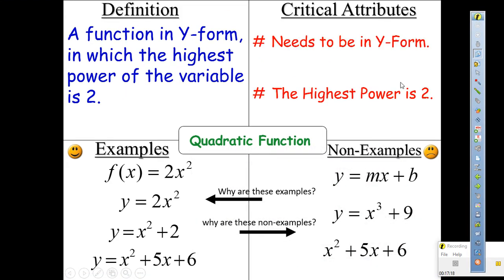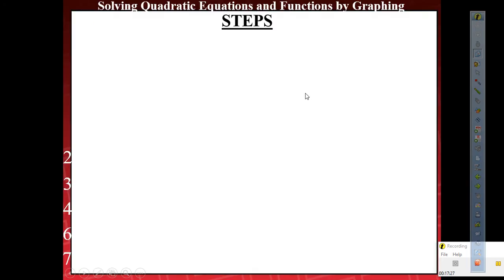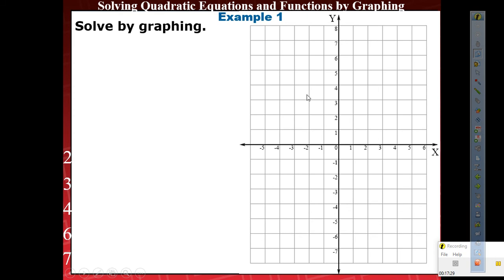All right. So, steps. You're going to come up with those? Yay. So, in the back, you should have some graph paper. Is that correct? There's three little graphs. Okay. There's one on the top right, but you have a space on the left to do work. So on the top left, I want you to write example one and write solve by graphing. This is going to go pretty fast.